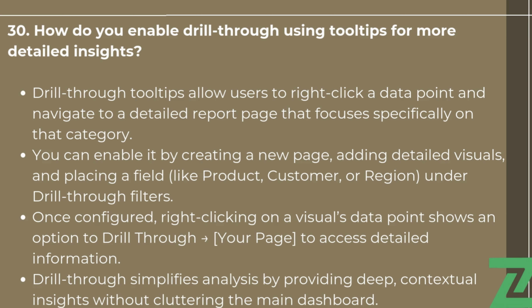Then, place a field such as product, customer, or region into the drill-through filters area. After this is done, right-clicking on any data point in a visual will show an option to drill through to the detailed page. This feature makes analysis easier by giving focused and contextual insights without crowding the main dashboard.